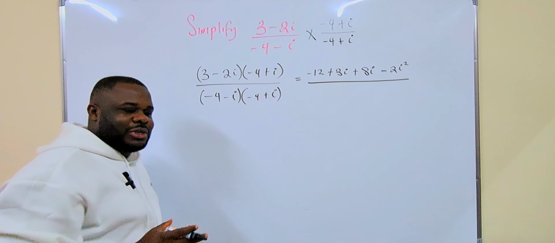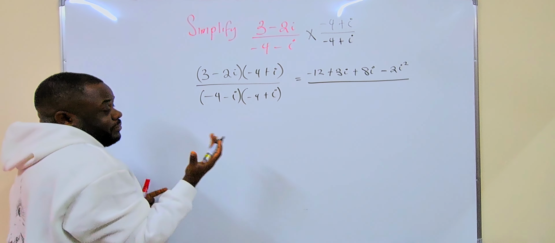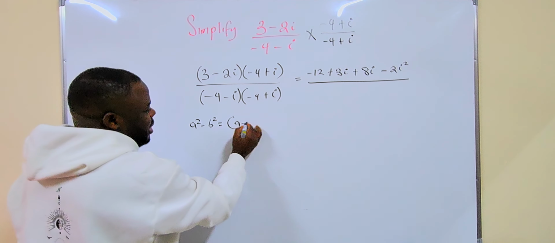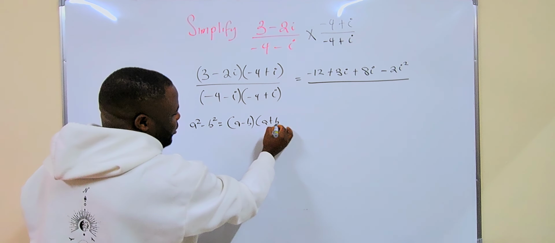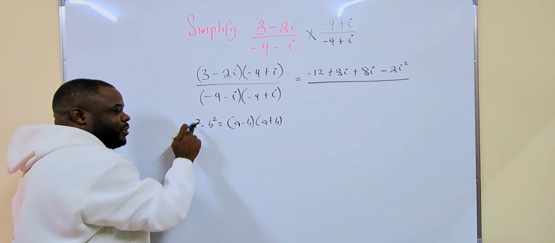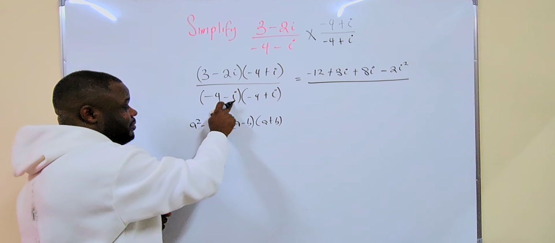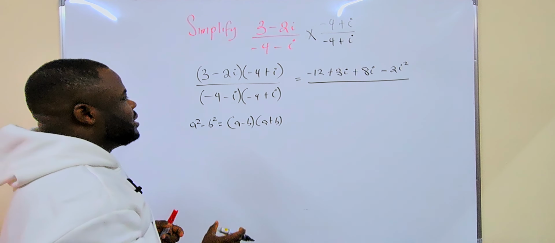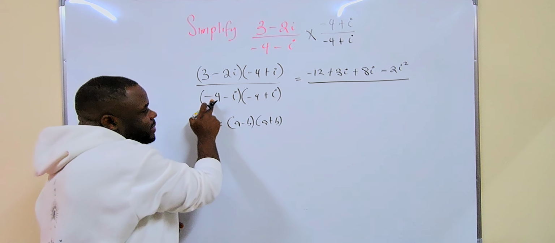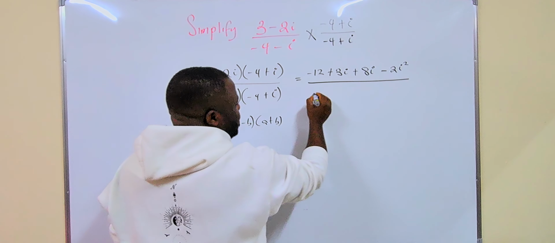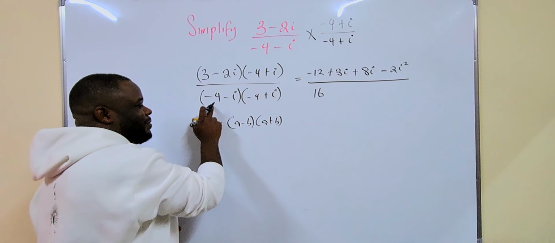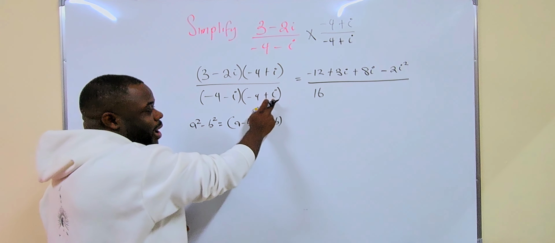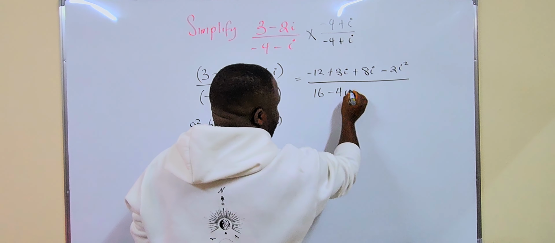Now when you look at this denominator, it looks something like a difference of two squares, where you have a squared minus b squared, which gives you a minus b and a plus b, all right, where your negative 4 is a and negative i is your b. Okay, but let's expand it so maybe you get to understand it later. So you have negative 4 multiplied by negative 4 is going to give you 16. Negative 4, not negative 14. So negative 4 multiplied by i, it's going to give you negative 4i.